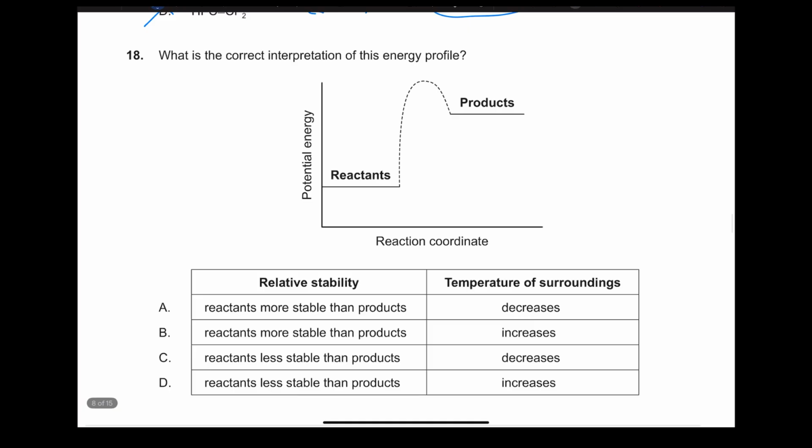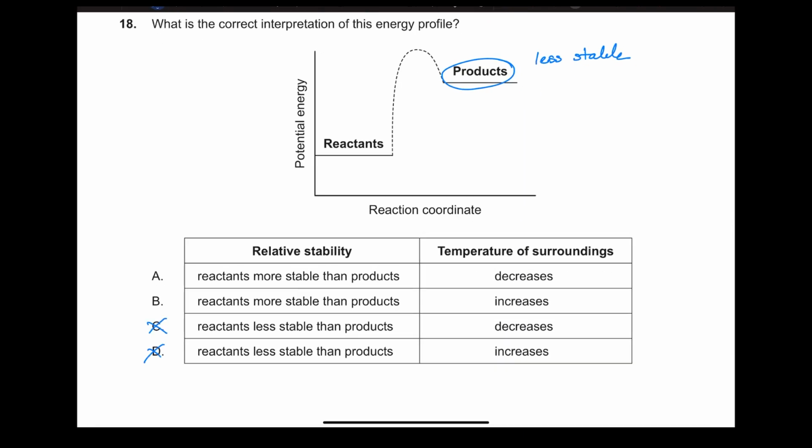Now, moving on to question 18. You see, it's a reaction where energy is absorbed, right? So products have more energy as compared to reactants. So products are less stable. More energy means less stability, right? So reactants are more stable than products. The answer would be either A or B. We can eliminate C and D first.